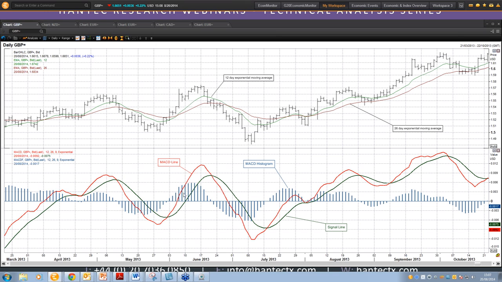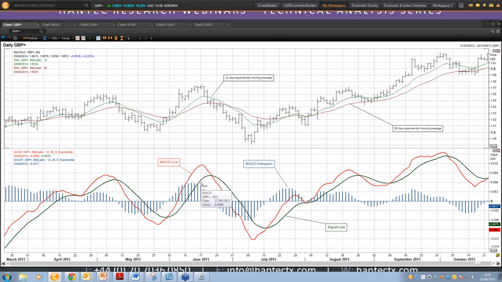Now, also on this chart, you'll notice an MACD histogram, which I will go into in a little bit, but just as a little preview, basically the MACD histogram is the difference between the two lines, and that gives you the MACD histogram, but I'll go into that in a little bit.